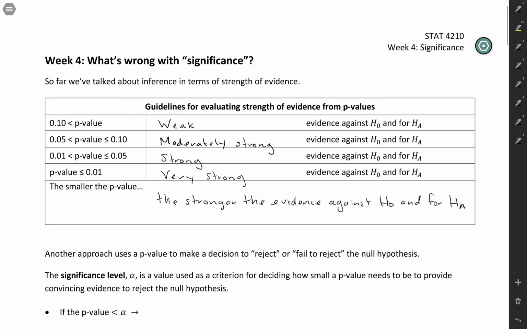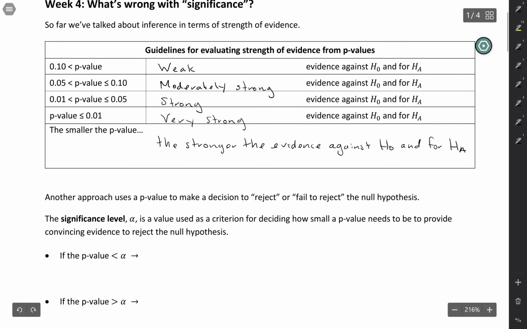At the same time, sometimes we have to use a p-value to make clear-cut binary decisions. So another approach uses a p-value to either reject or fail to reject the null hypothesis. So it turns it into a dichotomous decision. And to do that, we need some kind of a cutoff. Our significance level alpha is a value that's used as a criterion for deciding how small the p-value needs to be before we consider the evidence convincing enough to reject the null hypothesis.